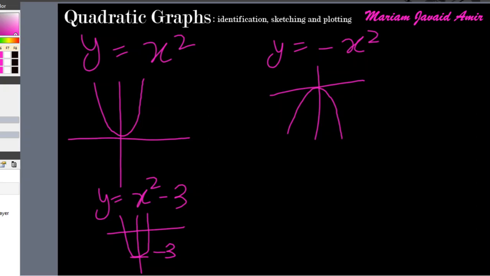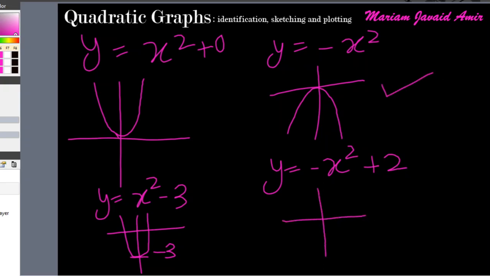So this -3 is actually the y-intercept where the graph will cut the y-axis. Here it was 0. So the graph was cutting the y-axis at 0, right? So now if I change the equation to y equals minus x square, let's say +2, now this same graph will go +2 units up. So it will still look like an inverted U, but it will cut the y-axis at 2.